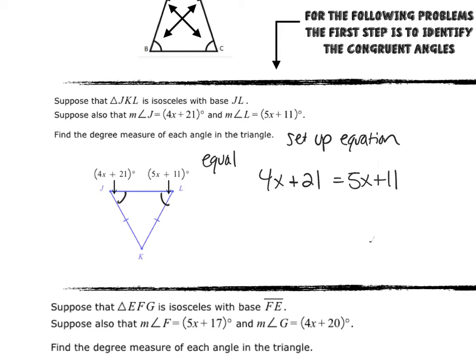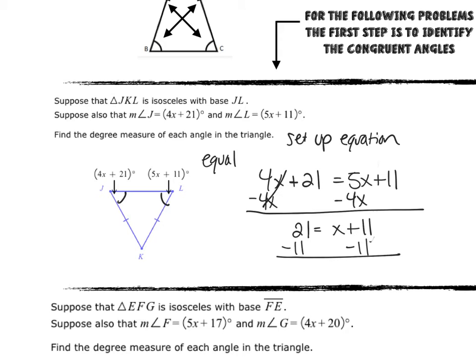And then we got to get our variables onto one side. So we're going to minus 4x and minus 4x. That gets rid of it on the left side. And we have 21 equals x plus 11. And now we're going to move the numbers onto the other side. So we have minus 11, minus 11. And so now x is equal to 10. Remember, though, that they don't want you to find x. They want you to find the measure of every angle.